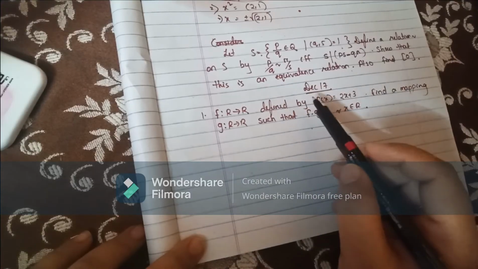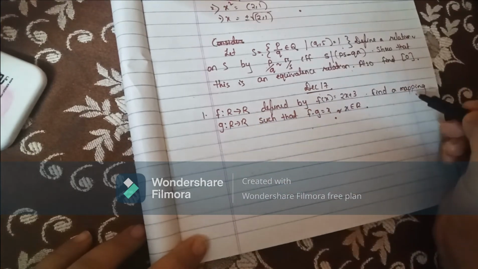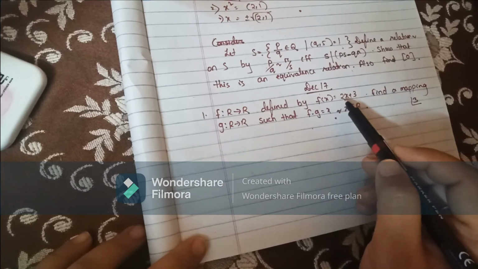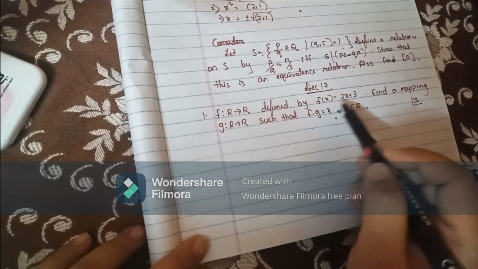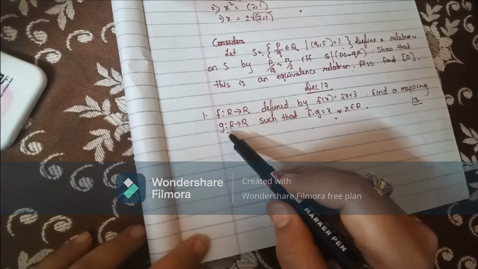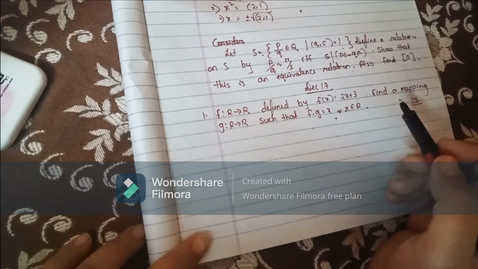This is the next question. It is from December 17. Okay, this contains 3 marks. A function R to R is defined by f of x is equal to 2x plus 3. So f of x has been given. You have to find the mapping g, such that f of g is equal to x.